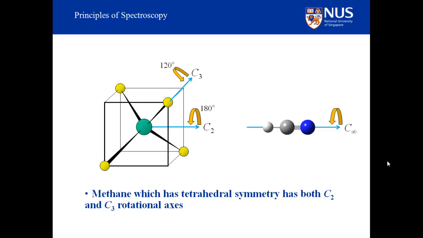This molecule is a hydrogen cyanide molecule, and it possesses a C infinity axis. In fact, all linear molecules have this C infinity axis around the internuclear axis. I can rotate about any angle around the internuclear axis and the molecule will look unchanged.